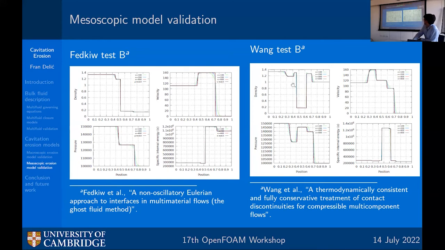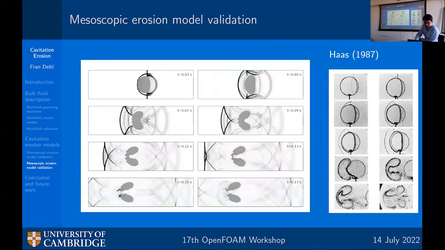Basically, it's a helium patch between two air patches. So the implementation of the ghost fluid method is quite important. And here on the left are numerical results from a bubble collapse. Again, this is a helium bubble in air, which is impacted by, I believe, a Mach 2 shockwave from the right to the left.